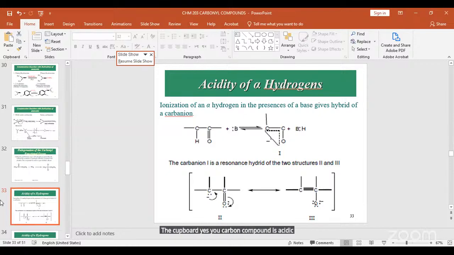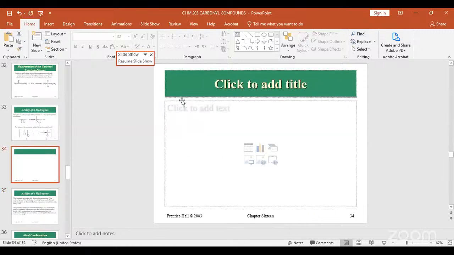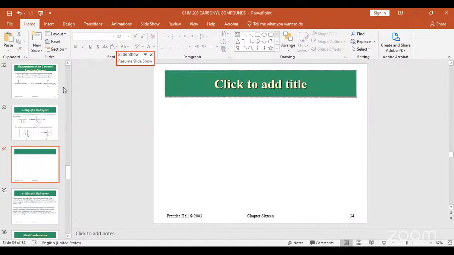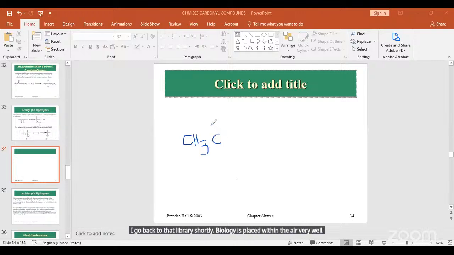By that, I want a new slide here. Let me produce a new slide here. Let's assume I have CH3. I'm using ethanal. I'll go back to that slide very shortly, but I want to explain something here very well. That's why I'm using the board. This ethanal, for example.